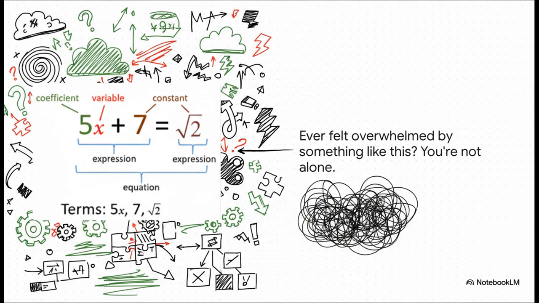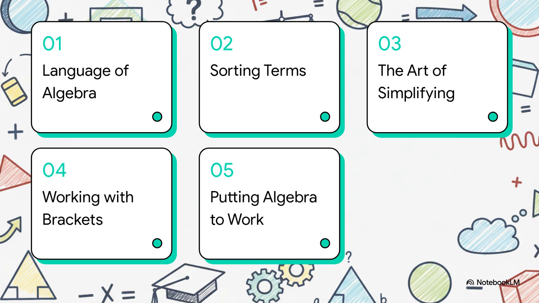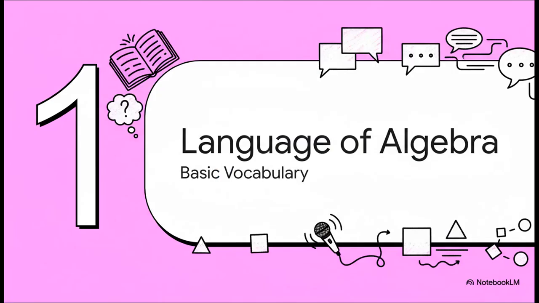But stick with me, because I promise that by the end of this short explainer, this whole thing is going to make perfect sense. So here's our game plan. We're going to start with the absolute basics, the language of algebra. Then we'll learn how to sort and simplify things, tackle those tricky brackets, and finally, see how this all works in the real world. All right, first things first. Just like learning any new language, algebra has a few key vocabulary words. Once you know what they mean, you can basically understand the whole conversation. And trust me, it's way simpler than you think.